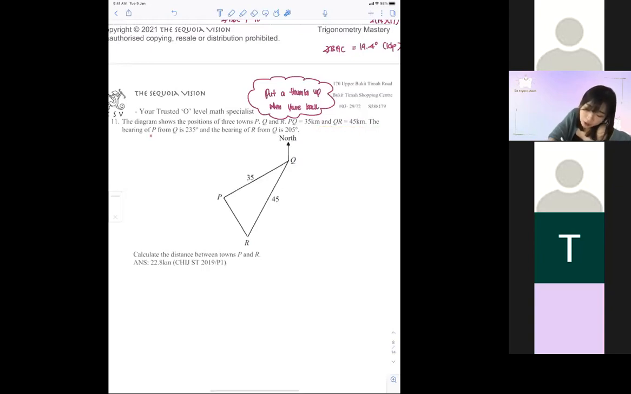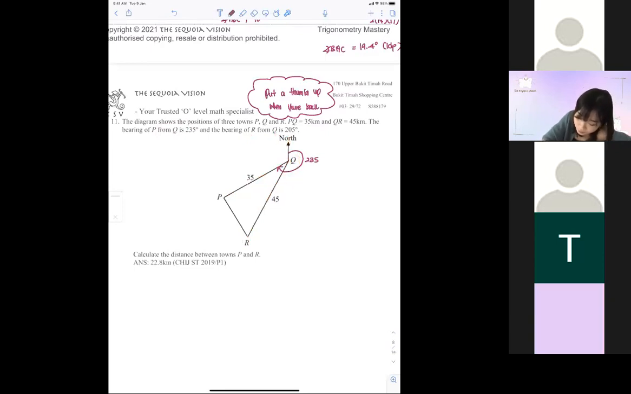So they say that the bearing of P from Q. So from Q means you must draw the north at Q. This is drawn for you. Okay, of P. So the line PQ is here. Always go clockwise. The bearing is 235. So from here to here, 235. And the bearing of R from Q is 205. Again, from Q, north must be at Q. R from Q, so the line QR is here. That means here to here is 205.